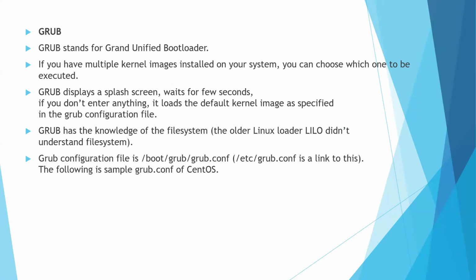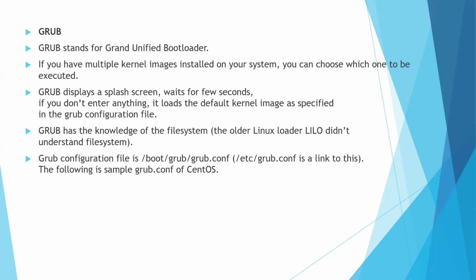GRUB stands for Grand Unified Bootloader. If you have multiple kernel images installed on your system, you can choose which one to execute. GRUB contains all your kernel information. Suppose you are upgrading your system or performing some patching. You can see all the kernel information in /etc/boot/grub and grub2, and then you can see the kernel information in grub.cfg.